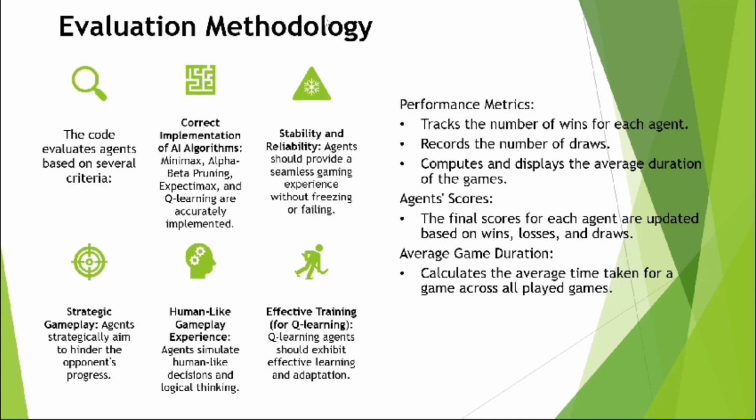The performance matrix is based on the number of wins of each agent, records the number of draws, and computes and displays the average duration of the games. When it comes to agent scores, the final scores of each agent are updated based on wins, losses, and draws. When it comes to the average game duration, it calculates the average time taken across all played games.